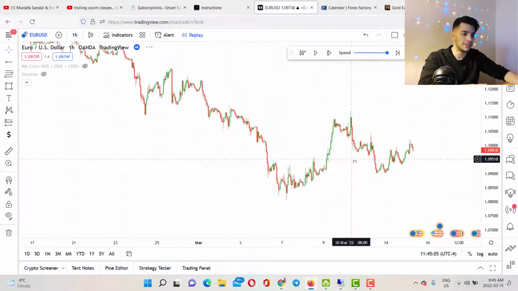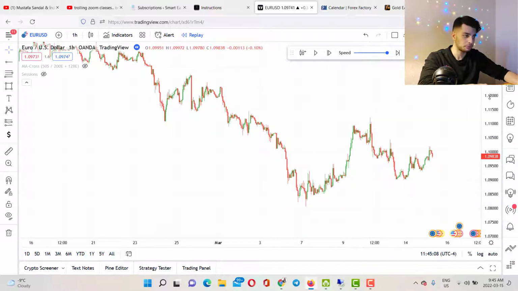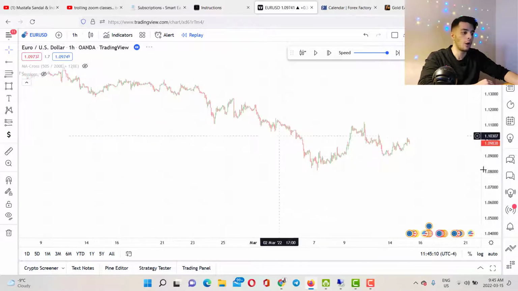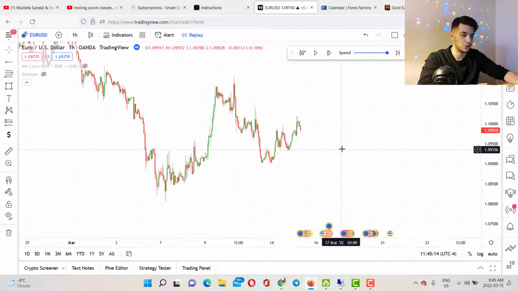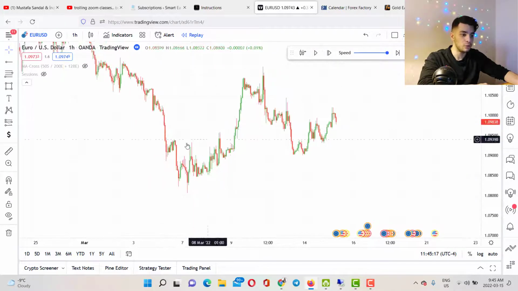So on 1 hour, as you can see, we have a bearish trend. The bigger picture shows us that the trend is bearish because of the lower lows and lower highs that the market is trying to create. But we have a few breakout structures that change the direction of the market, and after that we have lower lows and lower highs again.